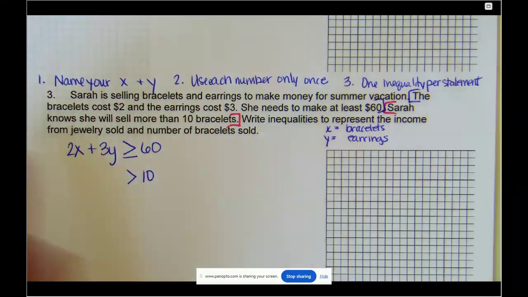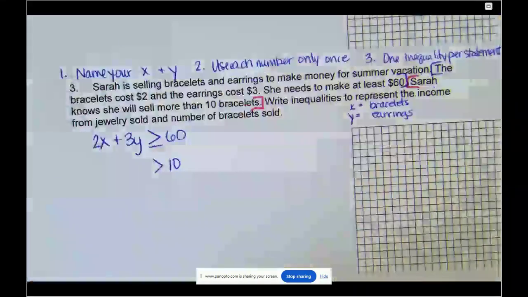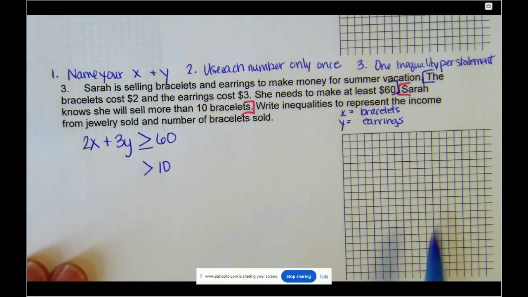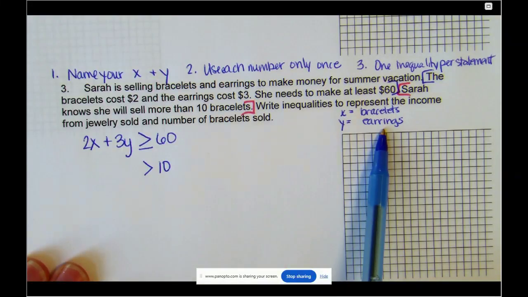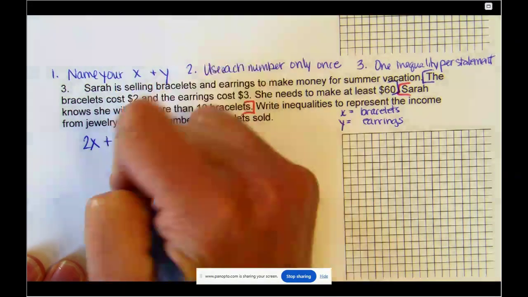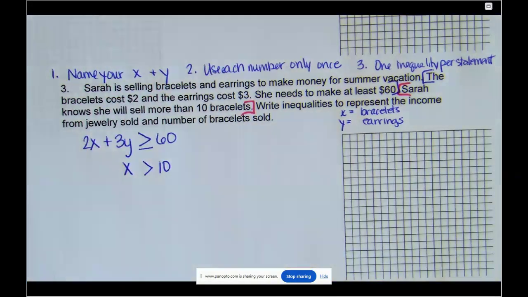Now, what is it that she's selling more than 10? Bracelets. Doesn't say anything about earrings. It's just bracelets, so we write X. And that's okay to have only one X or one Y. If it was an equation, we would be a little bit more concerned, but inequalities, you've been graphing those ones. So we can have just an X with an inequality or just a Y. Try not to be like, oh, I have to have an X and a Y in both, because you don't. Flip it over.